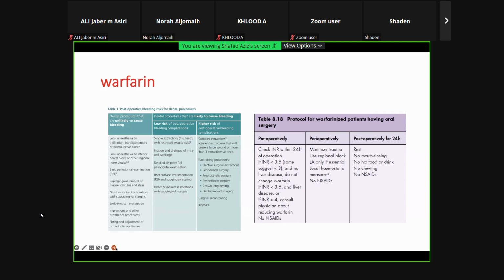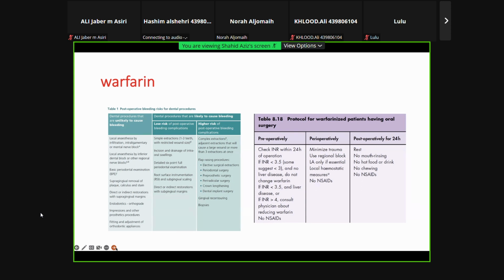But the procedures that have high risk of post-operative bleeding are complex extractions, which means adjacent extractions that will cause a large wound or more than 3 extractions done at once together, or flap raising procedures such as elective surgical extractions, periodontal surgeries, pre-prosthetic surgeries, periradicular surgeries, crown lengthening procedures, and dental implant surgeries, gingival recontouring, and different types of oral biopsies. So what is the protocol for warfarinized patients having oral surgery?